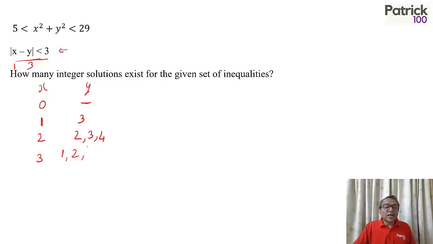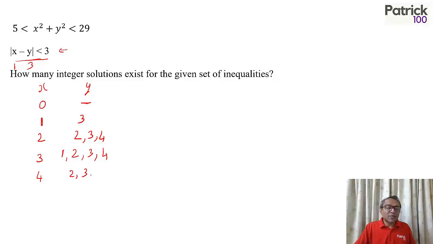3 square 9, 3 square 9, 18, right? And 4 square 16, 25. But I can't take 5, 5 will not satisfy. 5 square plus 3 square is more than 29, will not satisfy. Next we take 4. Minimum is 2, will satisfy.